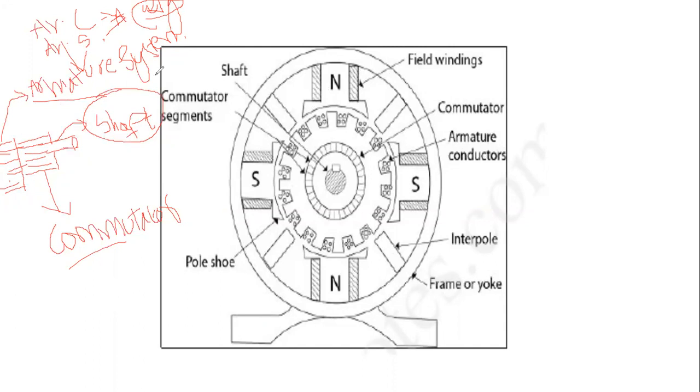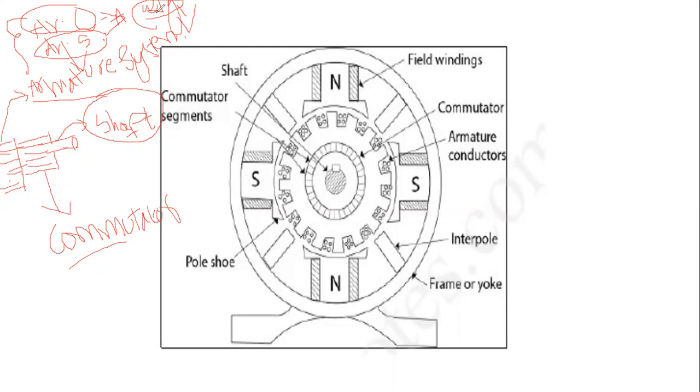Totally, the armature system consists of three parts: armature conductors, armature slots, and the armature winding. The armature slots are used to place the armature conductors. In those armature conductors we have the armature windings.